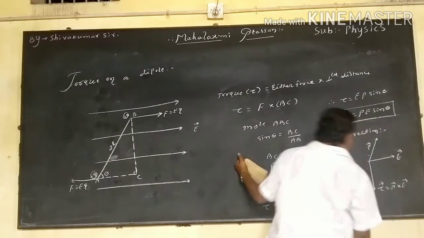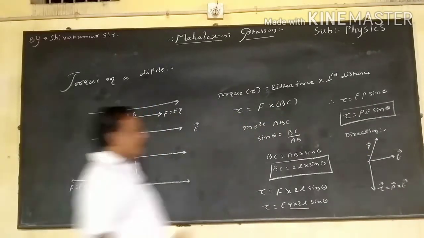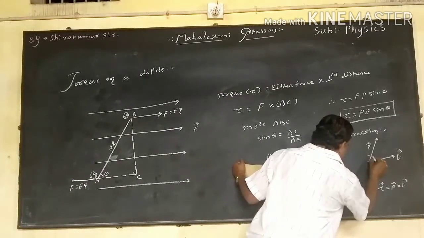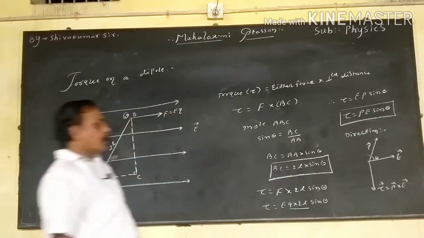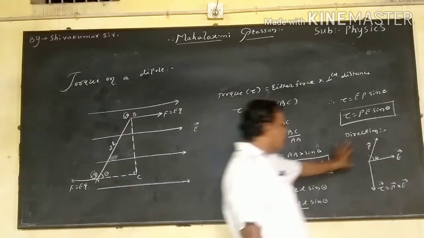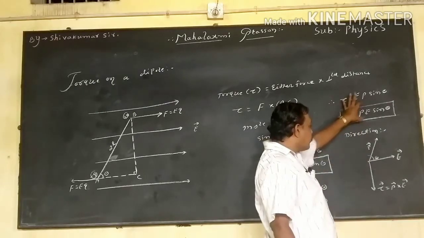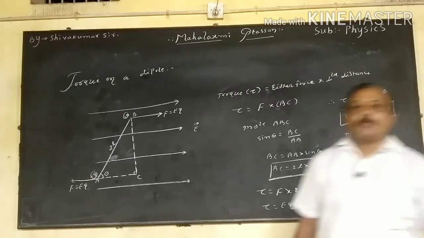Torque tau equals vector P cross vector E. That is nothing but P E sine theta. Is it clear? Now this is the direction of the torque. Now this is theta. The direction of the torque is perpendicular to both the vectors P and E. Now this is the direction. Now this is the magnitude, and its direction is determined by the right-handed corkscrew rule.